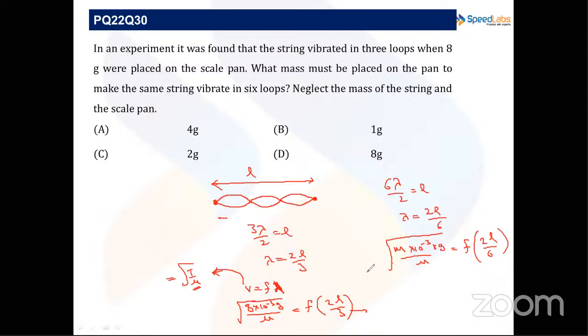equal to frequency, 2L, everything cancels out. m by 8 is equal to 3 by 6, that is half. Square it. So m by 8 is equal to 1 by 4, so m is equal to 2 gram. The question asked what mass must be placed on the pan to make the same string vibrate in 6 loops. The answer is 2 gram, option C. Is that clear?